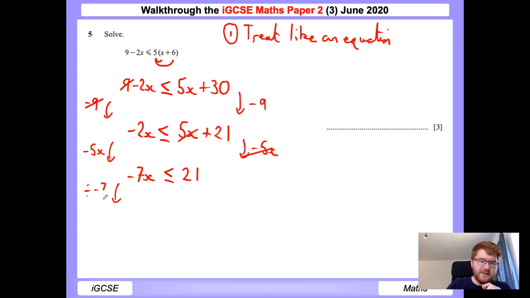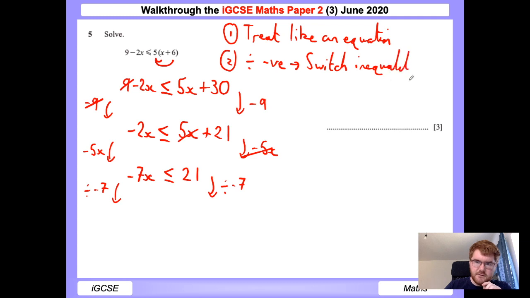So at this point we're going to divide by minus 7, which is all normal so far. Okay, so I'm going to write the note here. Divide by a negative, we have to switch the inequality. Okay, that's really important. So when we come to our answer here, this cancels with this. So we're left with single x, which is what we wanted. But now we have to switch. So we have to switch this over.